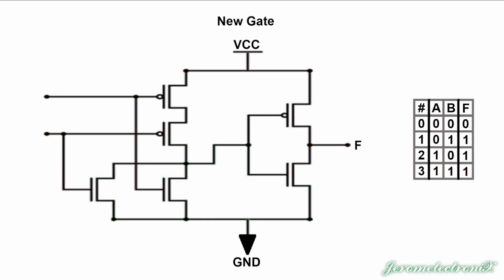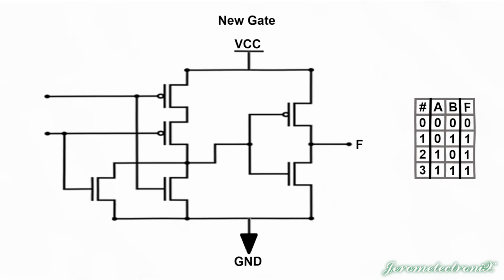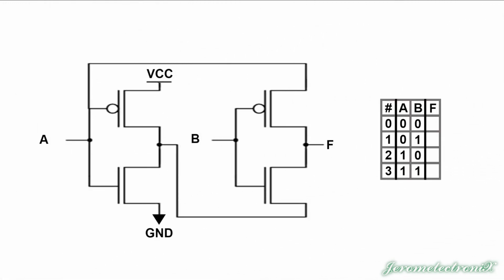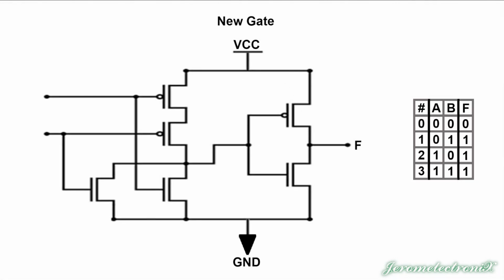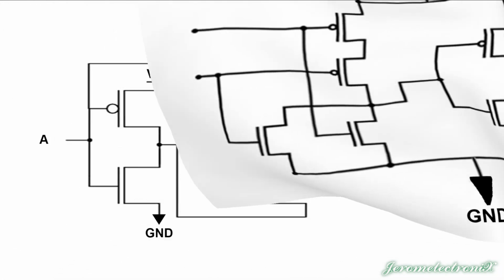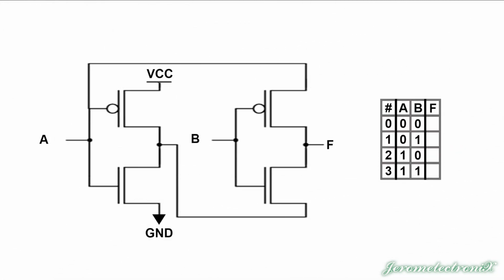We got 0, 1, 1, 1. If you look at this, anytime there's a 1 on the input, there's a 1 on the output, and that is how we remember what kind of a gate an OR gate is. That was an OR gate there, in case you didn't catch that. That's an OR gate. All right, so let's do this one. This is the last one. Let's figure out what kind of a gate this is.